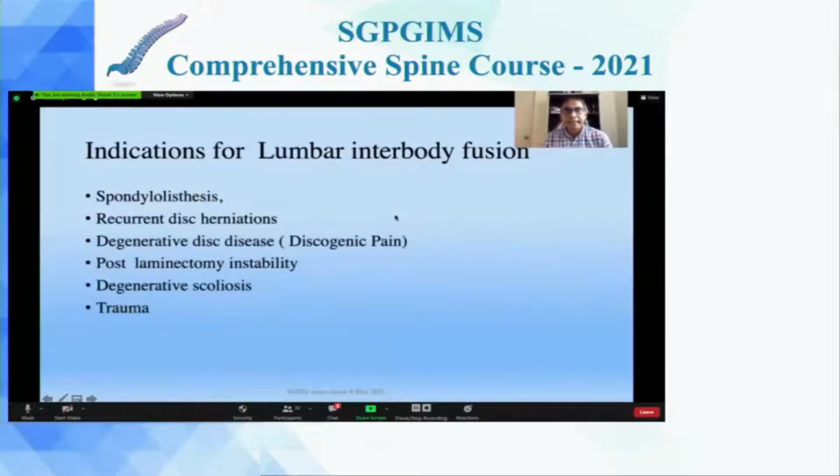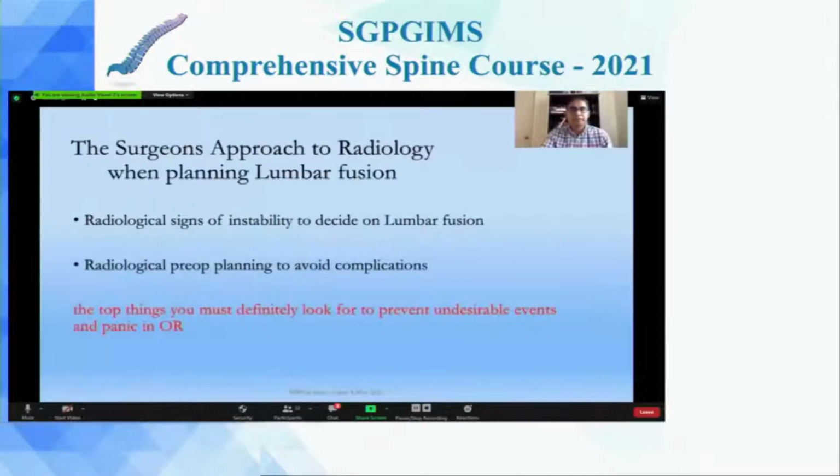So the indications for lumbar interbody fusion are varied. Most commonly, we have spondylolisthesis, but we can have many other reasons for interbody fusion. Discogenic pain is one of the rare indications. So what should be our approach to radiology when you're planning a lumbar fusion?